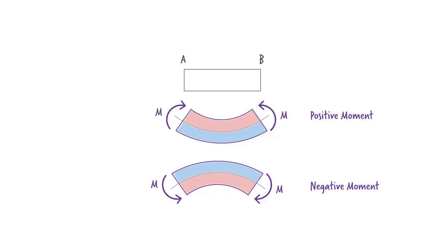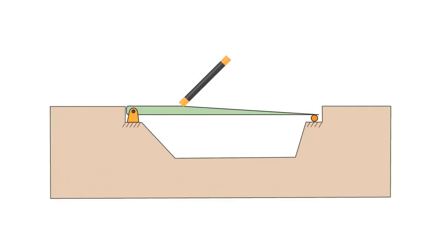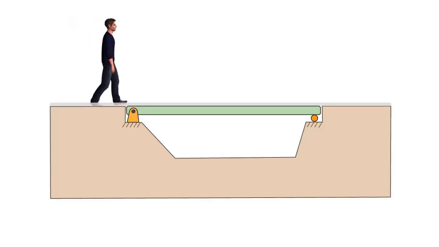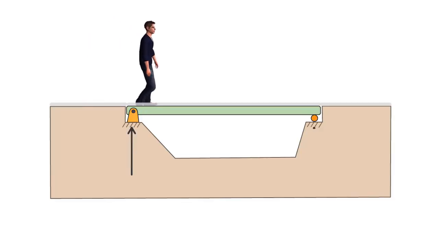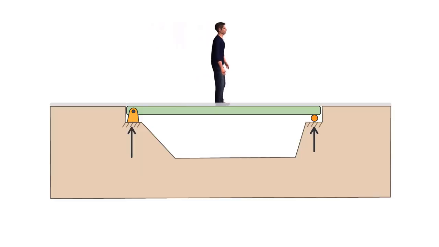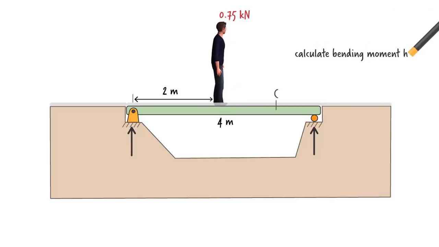Now that we have a better understanding of the nature of bending moment in beams, let's see how we can calculate it. Consider a simply supported beam subjected to the weight of a person. Assuming he is standing at the midpoint of the beam, we wish to determine the bending moment in the beam 1 meter away from the right support, at point C.